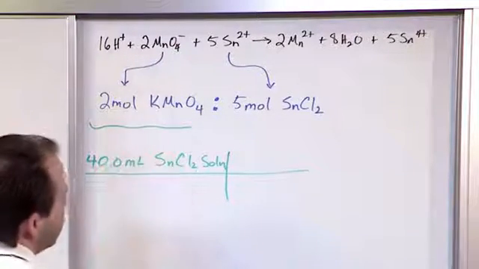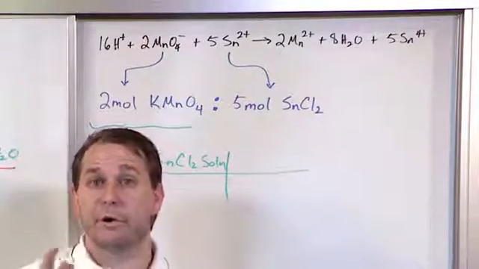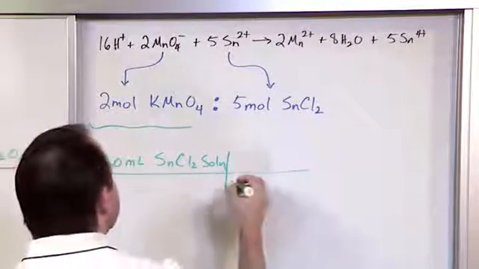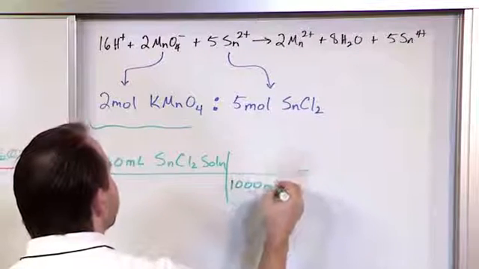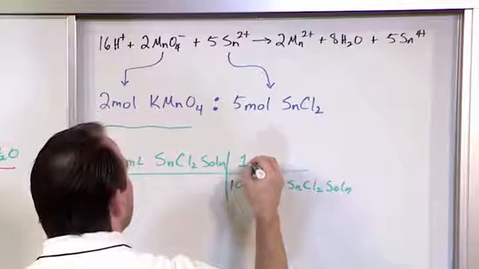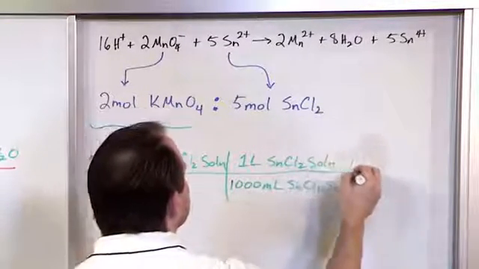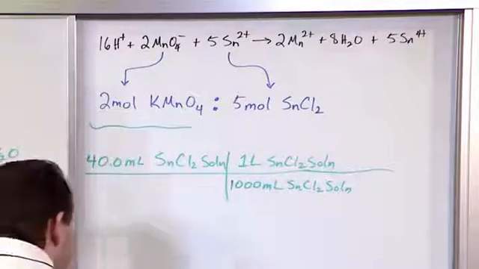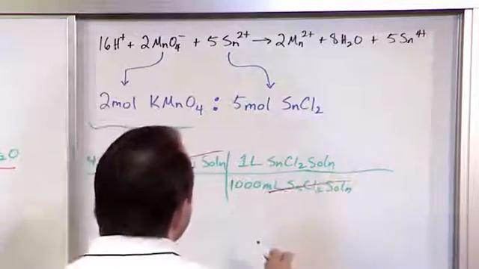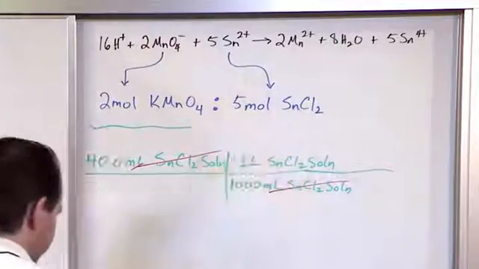First of all, this is 40 milliliters. And when you're dealing with molar concentrations, it's moles per liter. So you can't deal with milliliters. You have to convert to liters. So the way you're going to do that is 1,000 milliliters of SnCl2 solution is equal to 1 liter of SnCl2 solution. The only reason we put this step in here is because this milliliter is going to cancel with this milliliter. And so now with this conversion done, if we stop here, now we know how many liters of this solution we have.